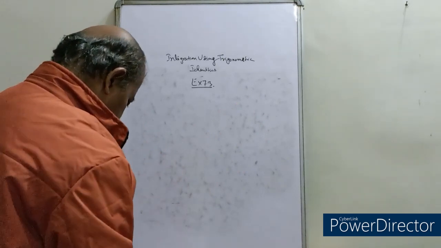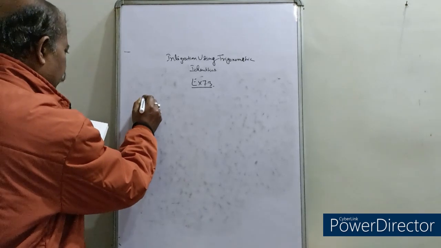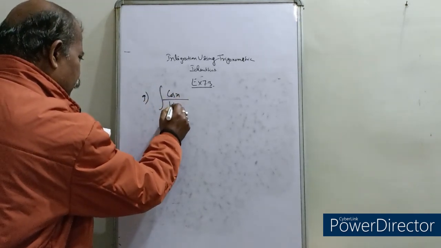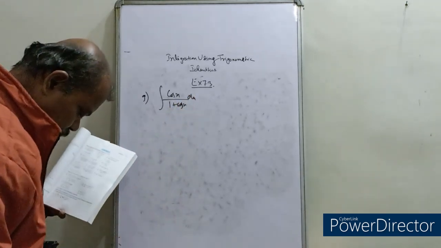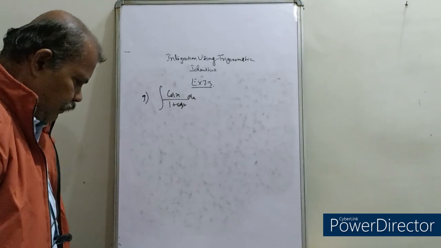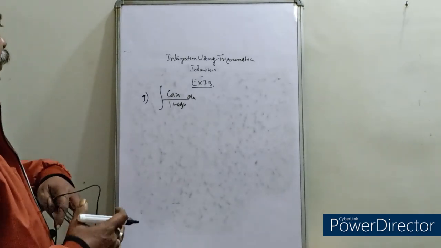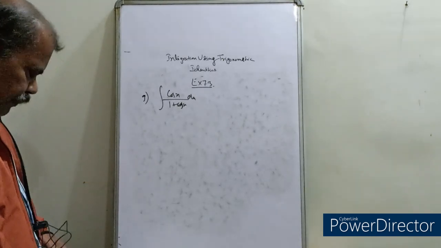Question number 9. It is question number 9, that is integration of cos x by 1 plus cos x dx. We have to do this integration. Now how to solve it?